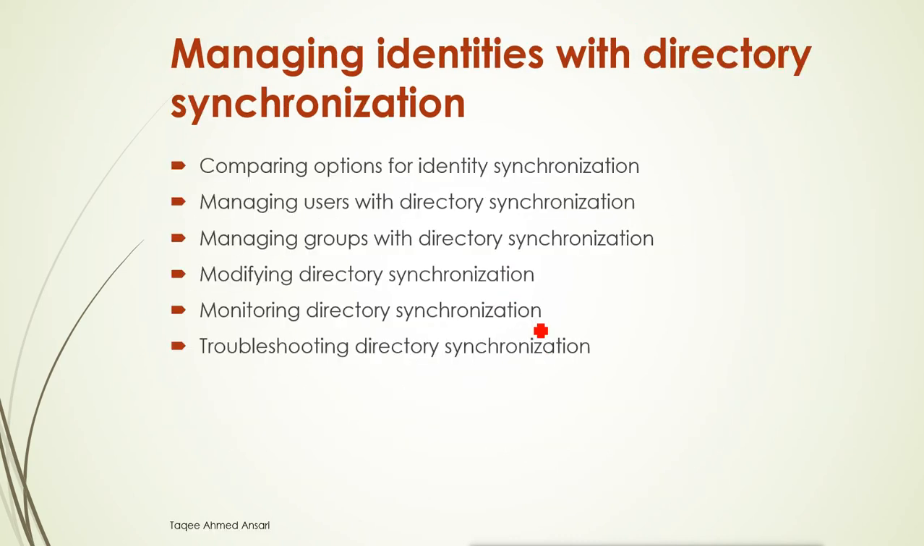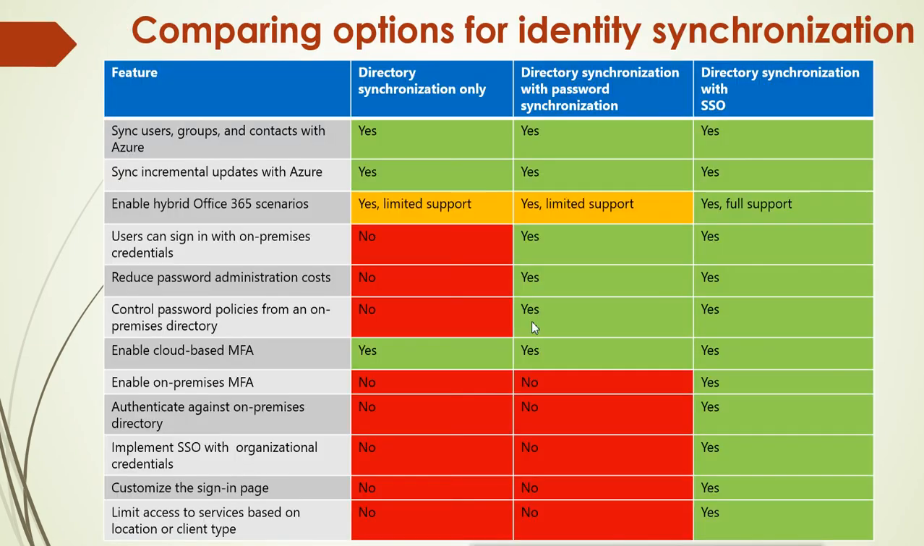Then now managing identity with directory synchronization, like when we synchronize the directory, how we can manage the identities like users and groups. So comparing options for identity synchronization. Now when we configure the synchronization, we sync user groups and contacts with Azure AD. This is supported for directory synchronization, for directory synchronization with password synchronization, and for directory synchronization with single sign-on, like for federation. So Azure Federation is also supported to synchronize the user groups and contacts.